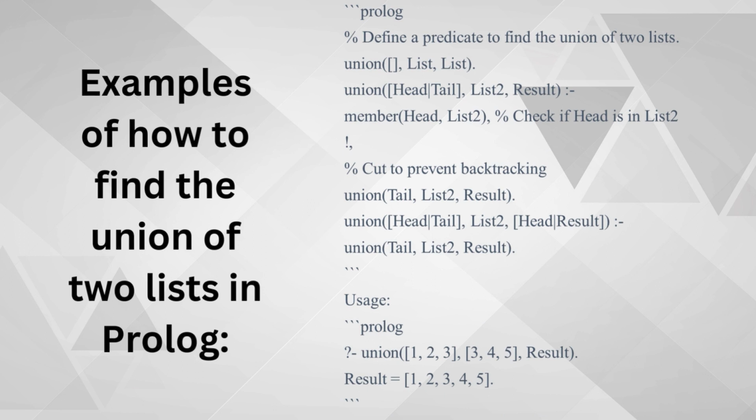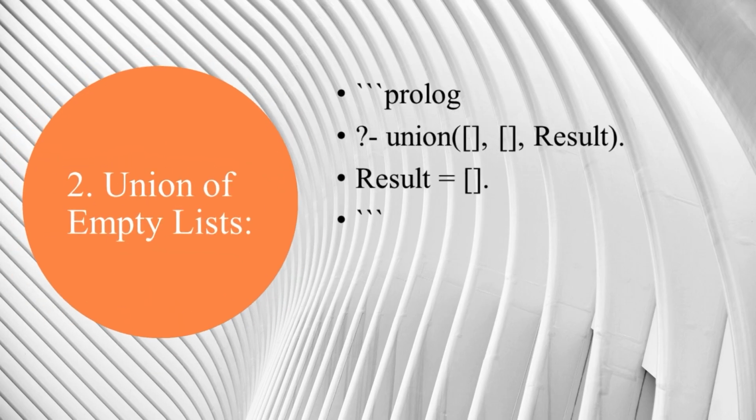You have to query union with a first list 1, 2, 3, then another list 3, 4, 5, and the result. So, the result will be equal to 1, 2, 3, 4, 5. So, we have united the whole 2 lists. Next is union of empty lists. Query union of empty list, empty list, then the result. So, the result will give you the empty list.